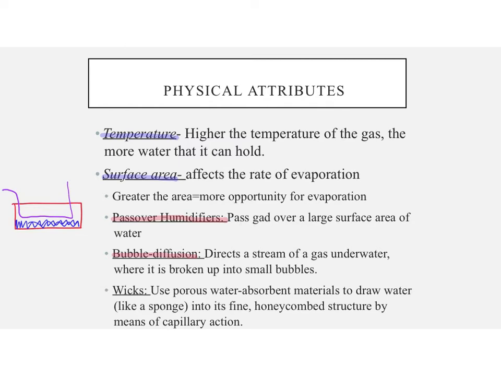And then you have wicks. So wicks use a porous absorbent material, and it's going to draw water in like a sponge. And it's going to be kind of like a honeycomb structure, so it's going to have capillary action. So it's creating more surface area in a smaller space for gas to flow through and pick up humidity.